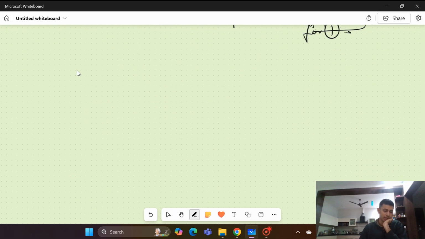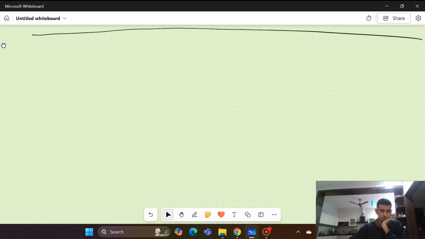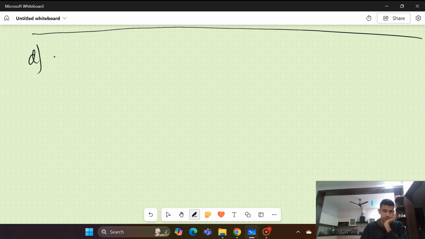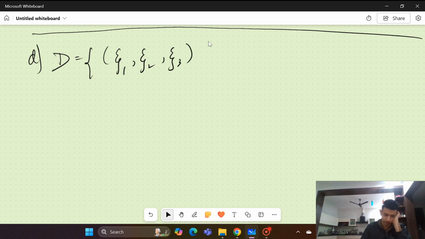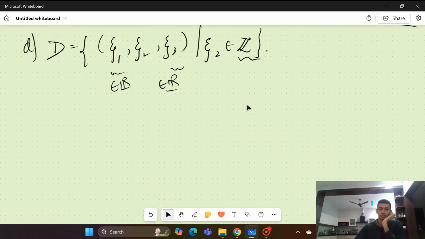Right, let's move on to the last part, part D. So this looks like G1, G2, G3, where G1 and G3 are still real numbers. They haven't given us that, but I think we can assume it's a reasonable assumption given the previous part. And G2 is now, instead of that, an integer.